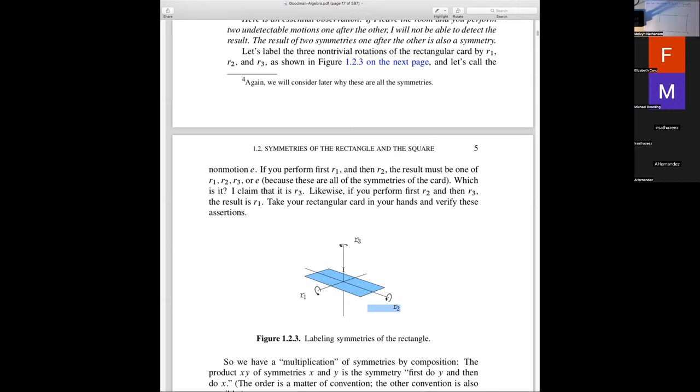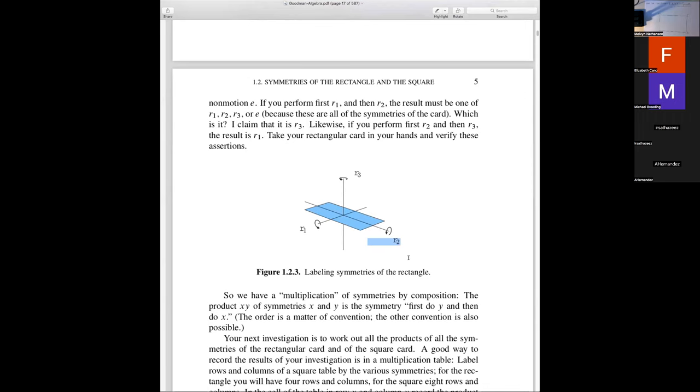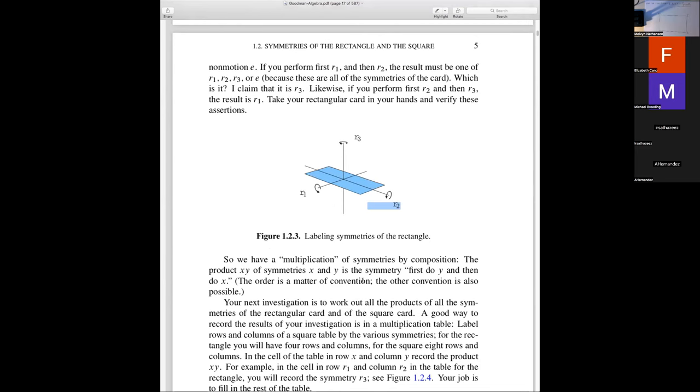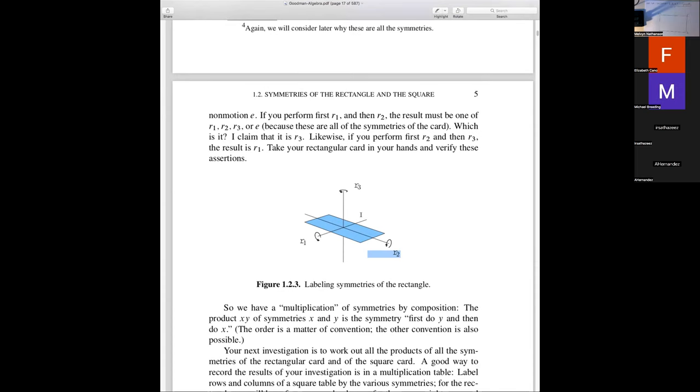If you take this vertical axis through the center and you rotate by pi radians, so that switches the corners of the rectangle, we call that R3. And the identity, the non-motion, we're going to call E. Now, if you think about this for a second, I could take my card and perform the rotation R1, the rotation through the short axis, and follow that by a rotation R2, the rotation through the long axis, and see what I get. So let me actually try to draw some pictures and see what this is.